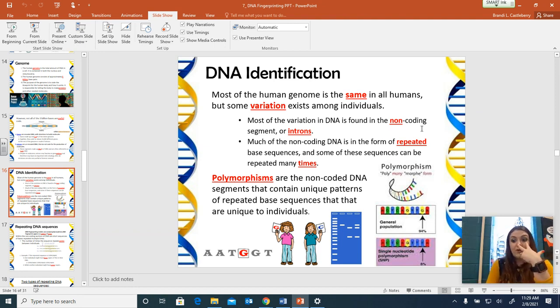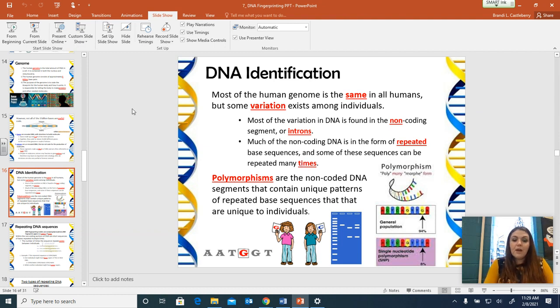So not everything's the same, like I have brown eyes, you might have blue, so that's going to be a different code. But the fact that we both have eyes and eye cells, that's a lot of codes that have to be the same. So much of the non-coding DNA is in the form of repeated base sequences, and some of these sequences can be repeated many times. So that's what we end up looking at, that junk DNA that isn't coding for a cell, but it still has a specific code like AATTGG, right? That specific code might be repeated 5 times in your body, but 10 times in someone else's body, and that's what is going to differentiate your DNA from theirs.